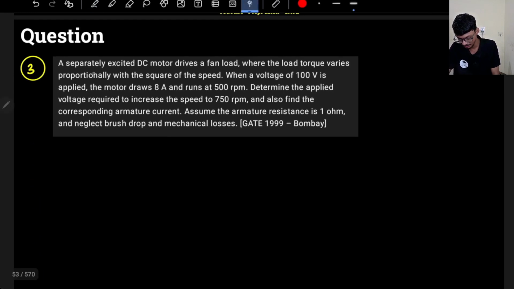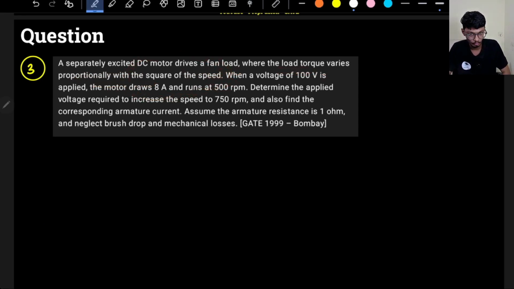So the next question is: a separately excited DC motor drives a fan load where the load varies proportional to the square of the speed. So a motor is driving a fan load where they are telling the load varies proportional to the speed squared. So what is load? I told you, right? There are two types of current: load current and field current. So load means basically the current across the armature. So they are telling me that the load current varies directly proportional to the speed of the motor.